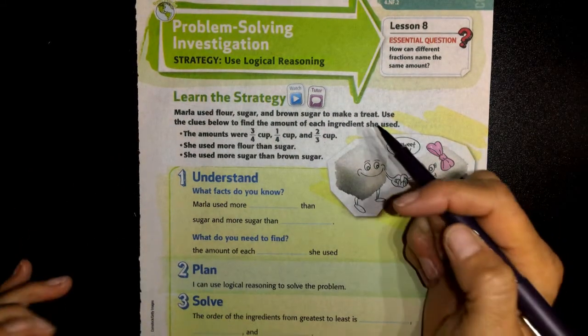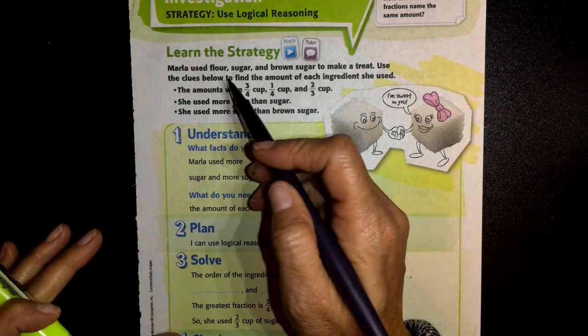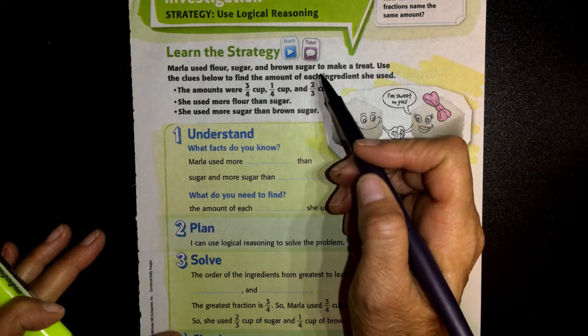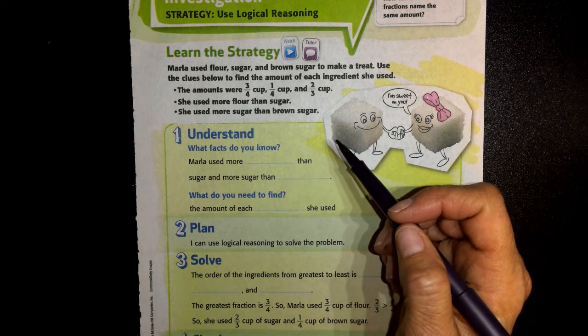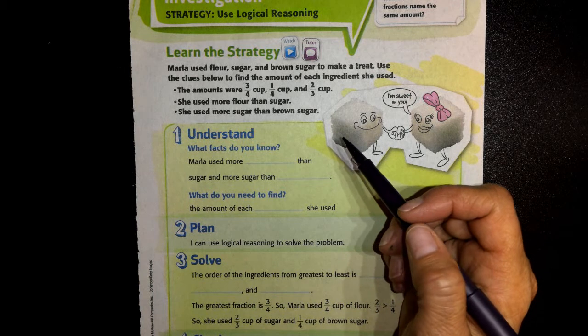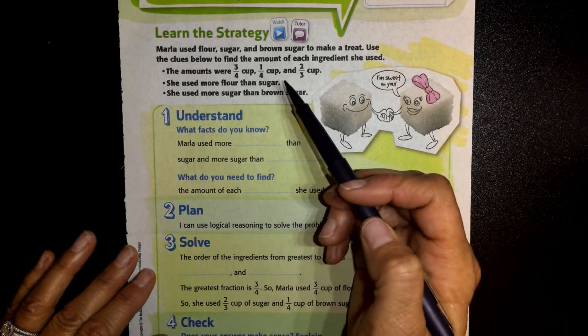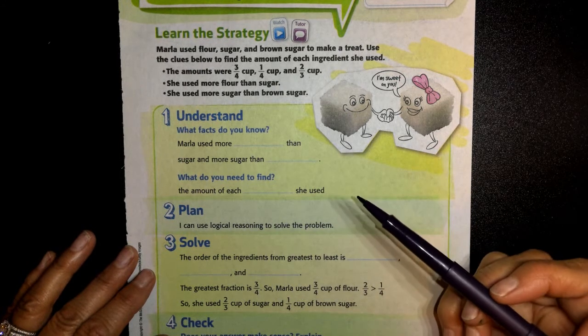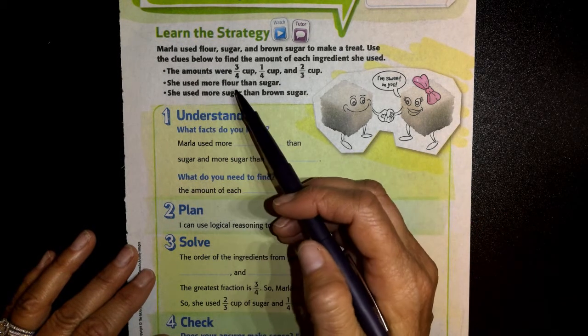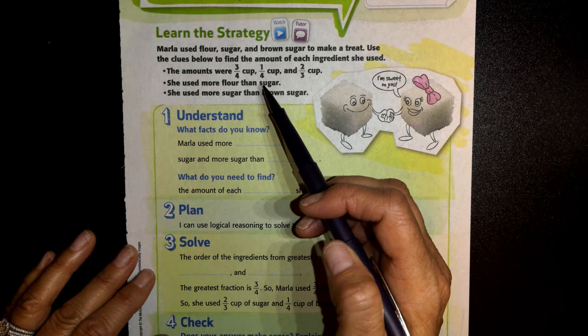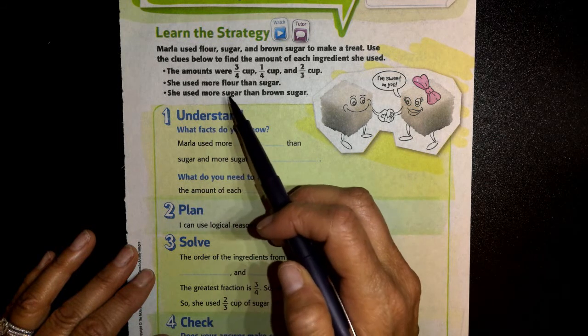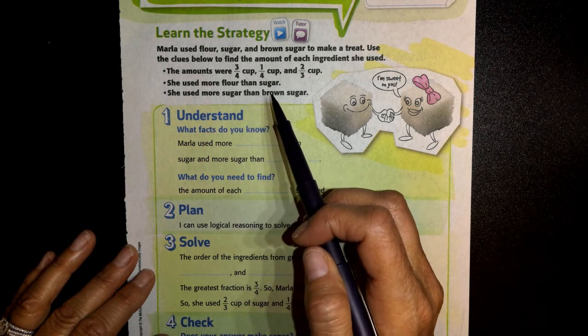Okay? Marla used flour, sugar, and brown sugar to make a treat. Use the clues below to find the amount of each ingredient she used. The amounts were 3/4 of a cup, 1/4 of a cup, and 2/3 of a cup. She used more flour than sugar, and she used more sugar than brown sugar.